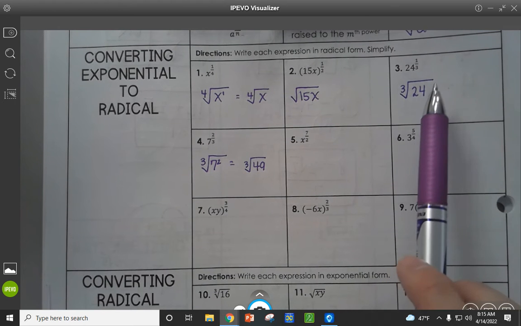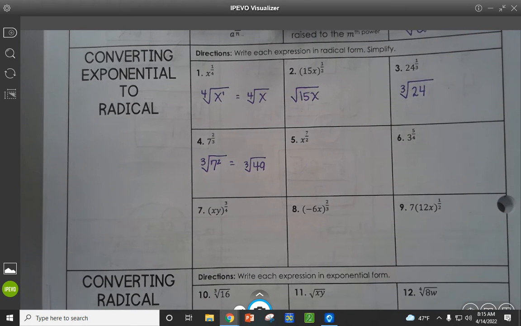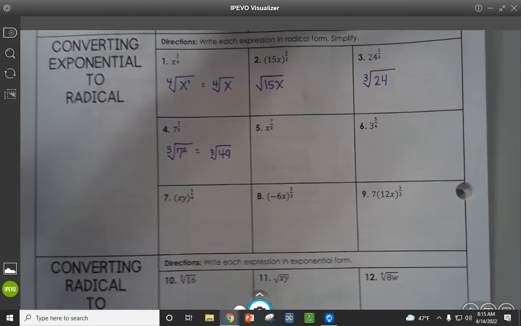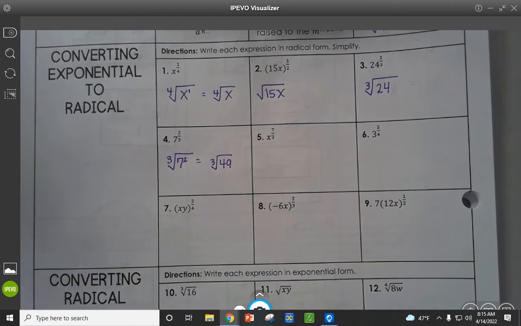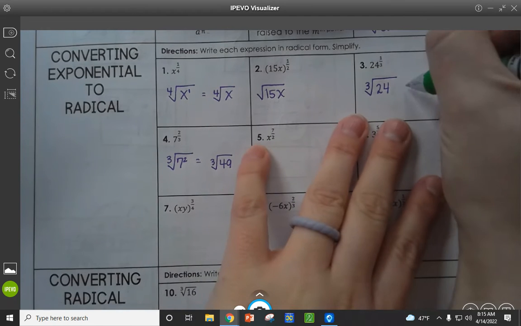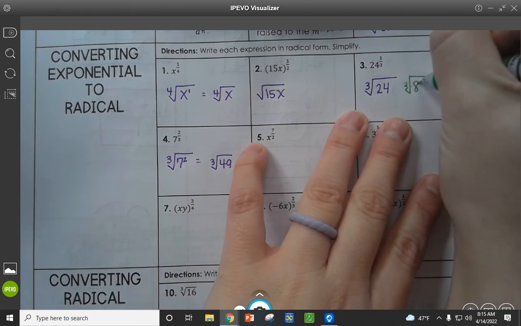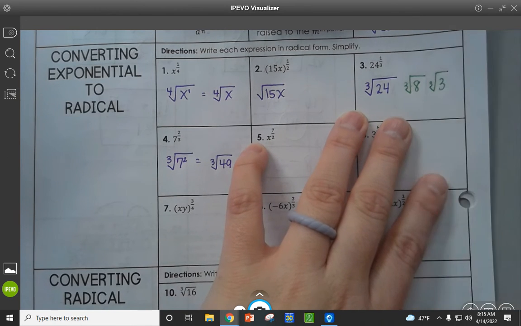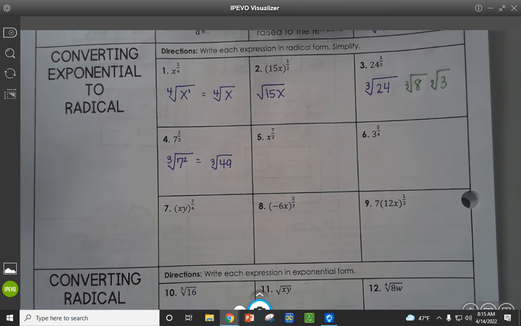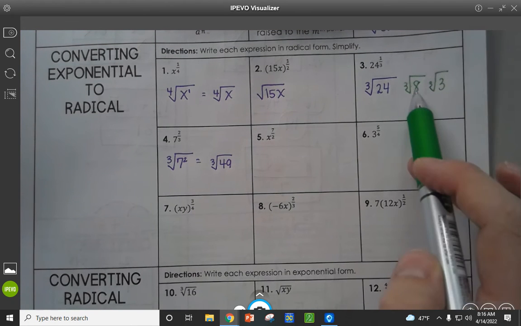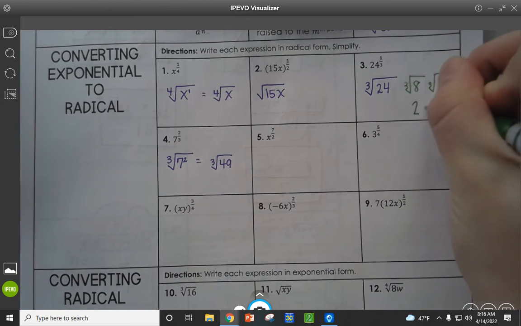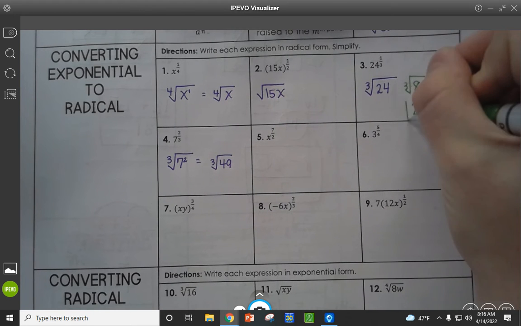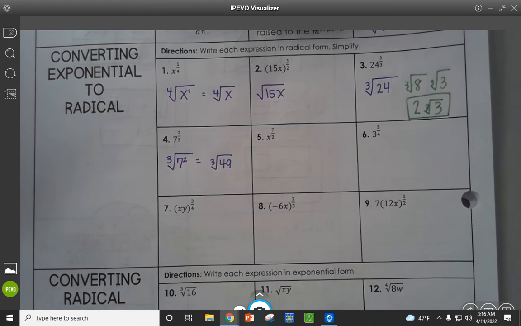Let's go back to number 3. We can actually simplify this one down. I didn't think about that. So the cube root of 24, is there a perfect cube that goes into 24? 8 does, yes. So actually we need to break this down into the cube root of 8 times the cube root of 3. What is the cube root of 8? 2. So 2 cube root of 3 is our final answer on that.